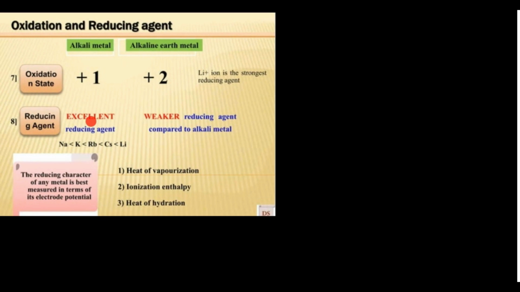As you have seen earlier, alkali metals are very good reducing agents. These alkaline earth metals, the group 2 metals, are also very good reducing agents, but their reducing character is lower than the alkali metals, because alkali metals are more electropositive due to the bigger size, and the size of the alkaline earth metals is quite smaller. That's why, due to the effective nuclear charge, they are a little reluctant to release their electrons, so they are not that reducing in nature.